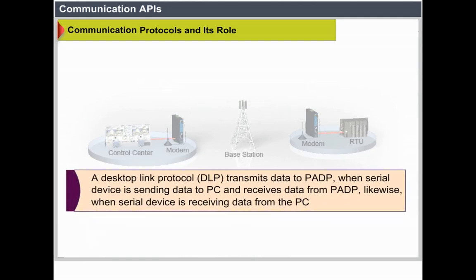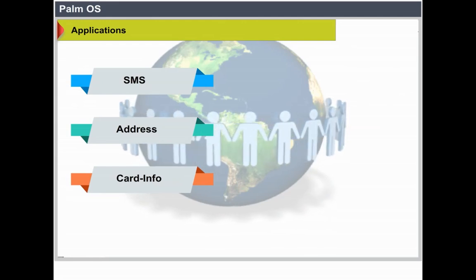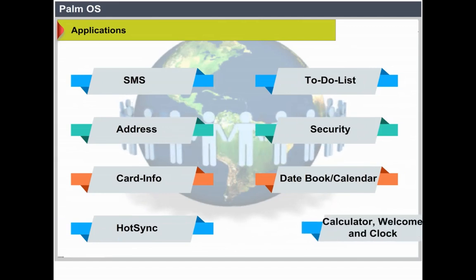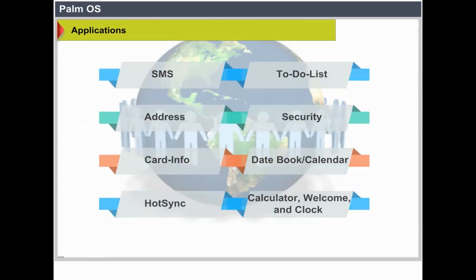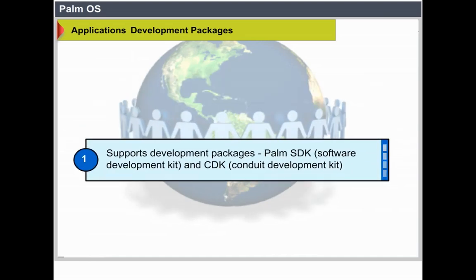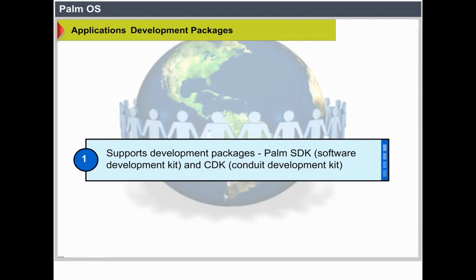A desktop link protocol (DLP) transmits data to PADP when the serial device is sending data to the PC, and receives data from PADP when the serial device is receiving data from the PC. Applications: SMS, address, card info, HotSync, to-do list, security, date book calendar, Calci, welcome and clock. Application development packages: supports development packages Palm SDK (Software Development Kit) and CDK (Conduit Development Kit).